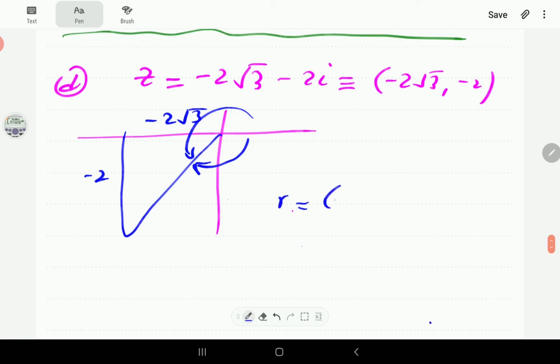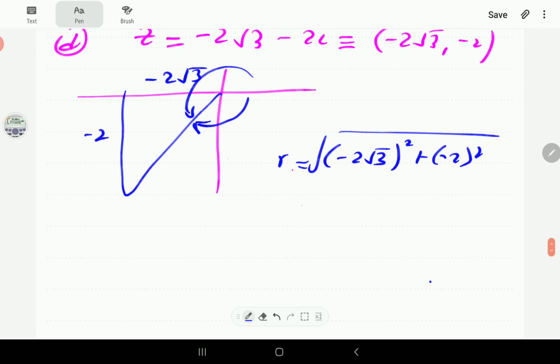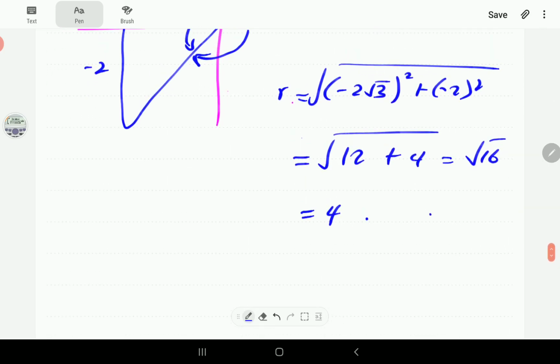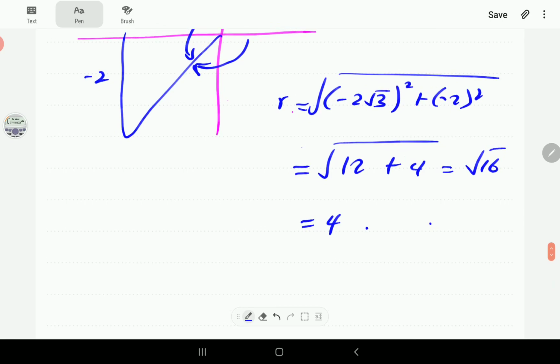So r is going to be negative 2 root 3 squared plus negative 2 squared. Then we take the square root of that. Negative 2 root 3 squared is going to be 4 times 3, so that's going to be 12. Then that one is going to be 4. So this is going to be square root 16. So the modulus is going to be 4.